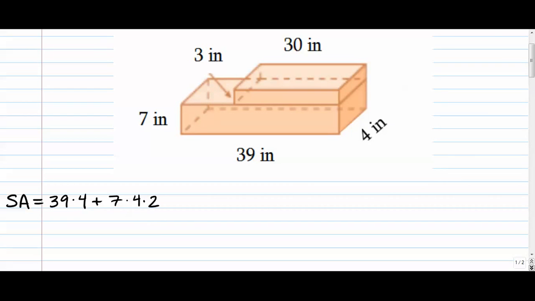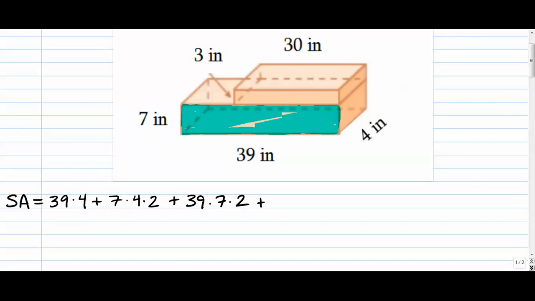Alright, let's go to the front section. The front section is the rectangle that's closest to us. So I'll highlight this just so we can see. This is a rectangle that is going to be 39 times 7. Again, there are two of those. There's one in the back that is exactly the same, so we'll multiply that by 2. That takes care of the base and then the 4 walls of the bottom prism.